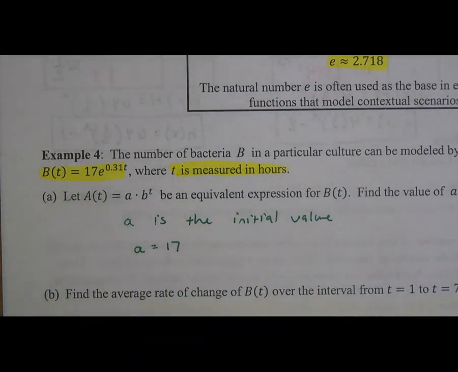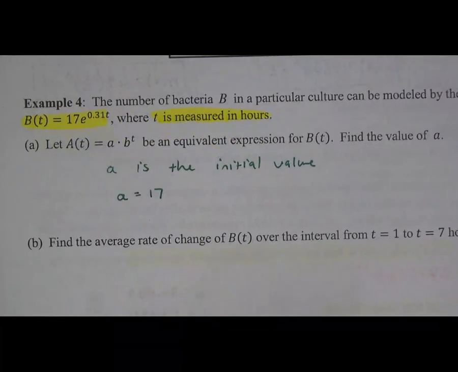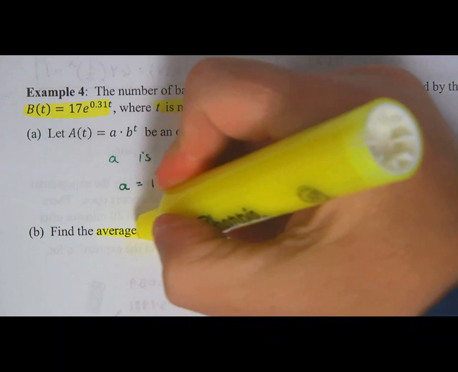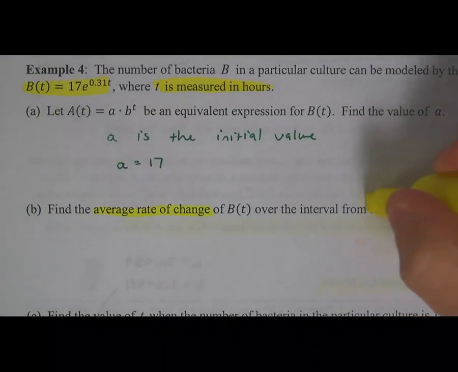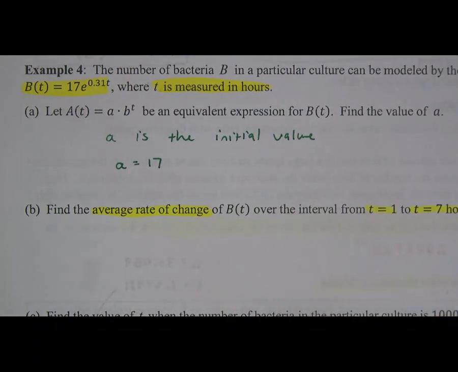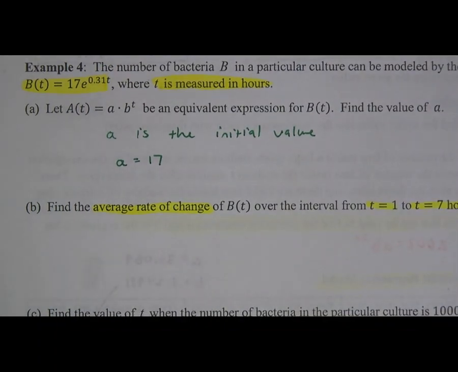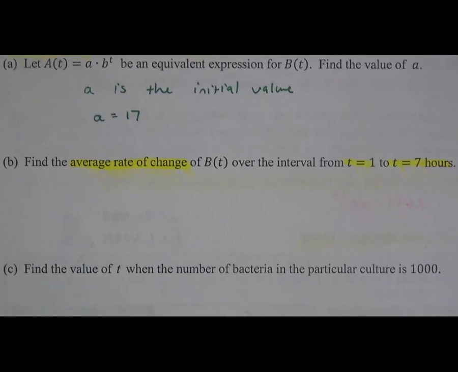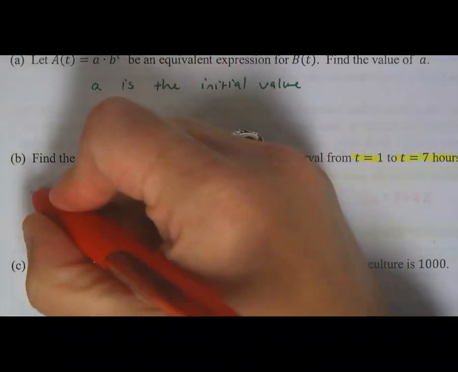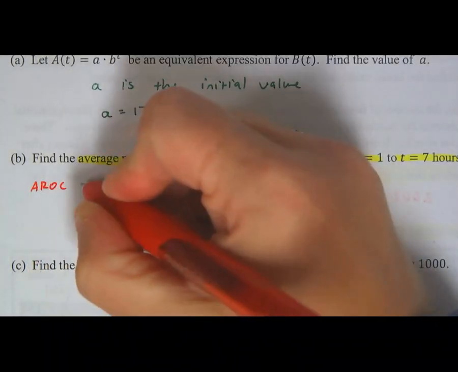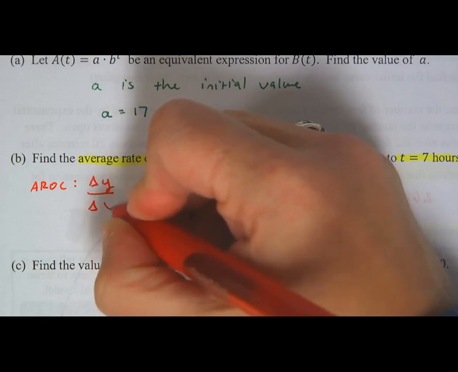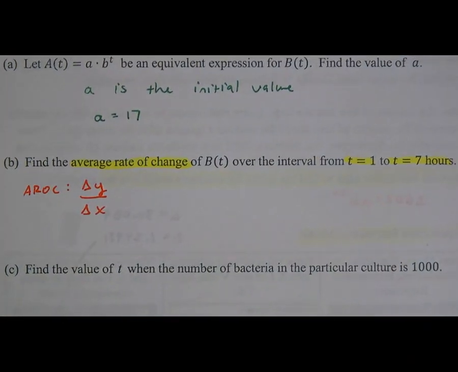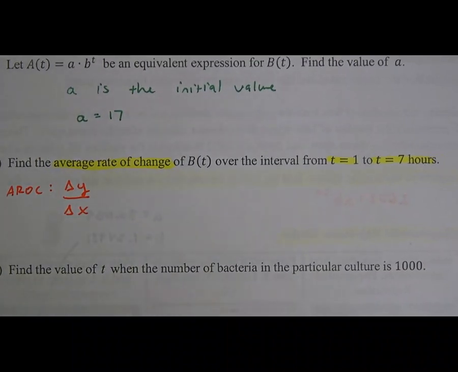B says, oh, we're bringing in some old knowledge here. Find the average rate of change from 1 to 7 hours. That's the interval. So on average, how are these bacteria changing from 1 to 7 hours? So average rate of change, that's like slope. It's your change in your y values over your change in your x values.